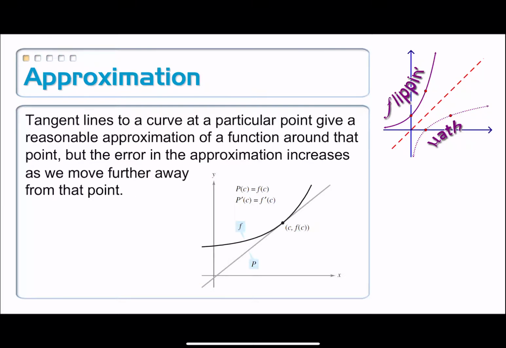Okay, so the tangent line to a curve at a particular point gives a reasonable approximation for that function around that point of tangency. But as soon as we move away from that point of tangency, the further and further we move, then our approximation becomes rubbish. And so Taylor polynomials are going to address this problem, this kind of limitation.